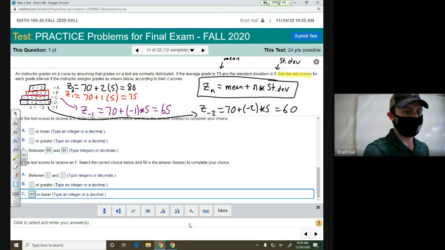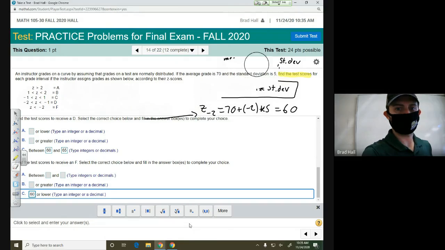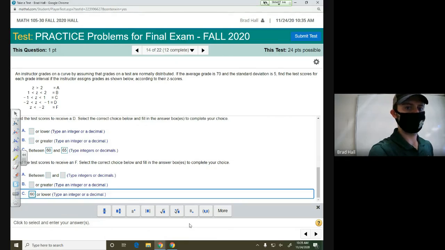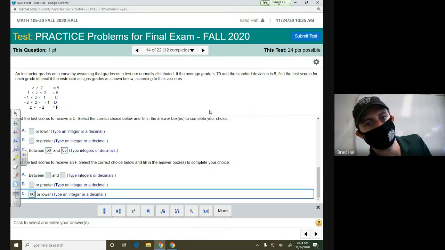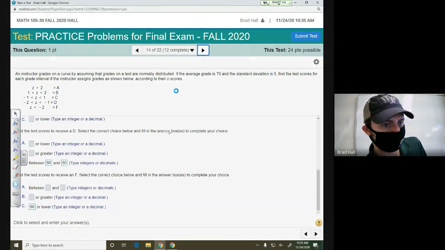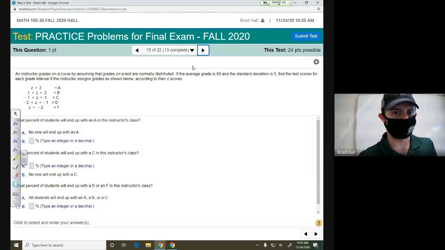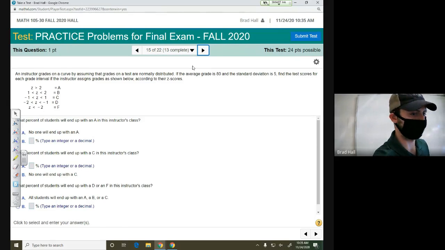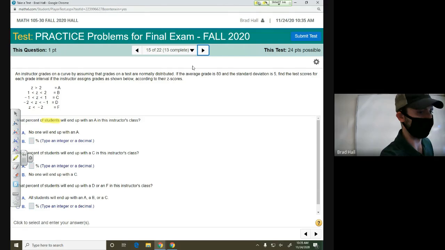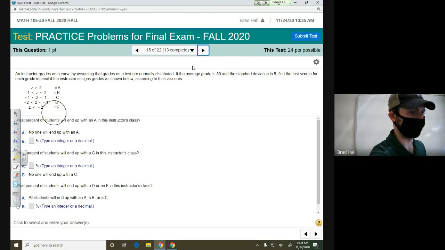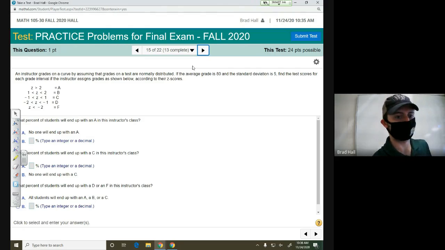All right, so let's look at another problem. This is the busted problem. Again, don't focus on this one too much. If it asks you to find the percentage of students without a graph, you're not expected to do that. They normally give you some sort of aid.